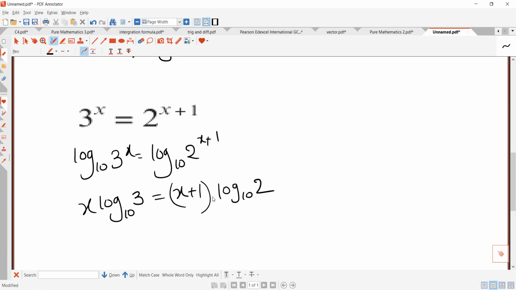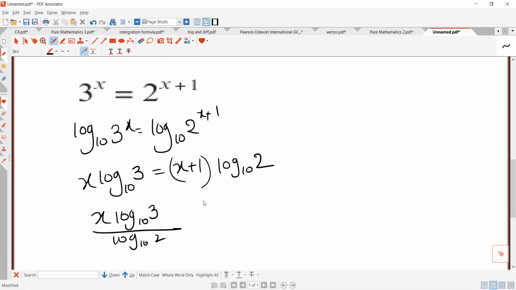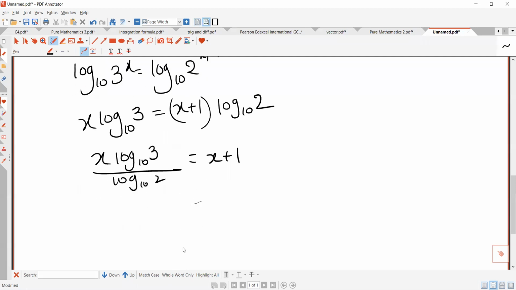2 divided by 3 will give me 1.5, na? 3 divided by 2. Okay. Can I bring this and put x plus 1 over here? What is log to the base 10, 3 divided by log to the base 10, 2? Check in your calculator. 1.584. So can I have 1.584x is equal to x plus 1?